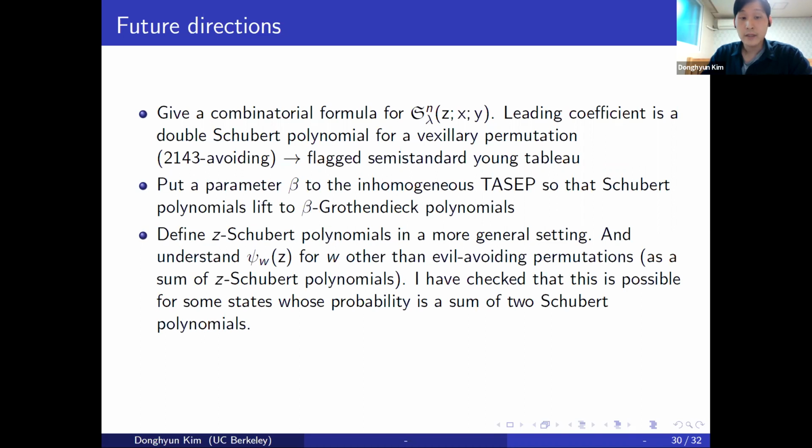And it would be nice to define Z Schubert polynomials in a more general setting and understand psi of W(z) for W other than evil-avoiding permutations. So far, we only understand psi of W for evil-avoiding permutations. And I checked that this is possible for a probability that is the sum of two Schubert polynomials. And so the probability has Schubert positivity, so it might be possible to find a geometric interpretation in terms of Schubert varieties.